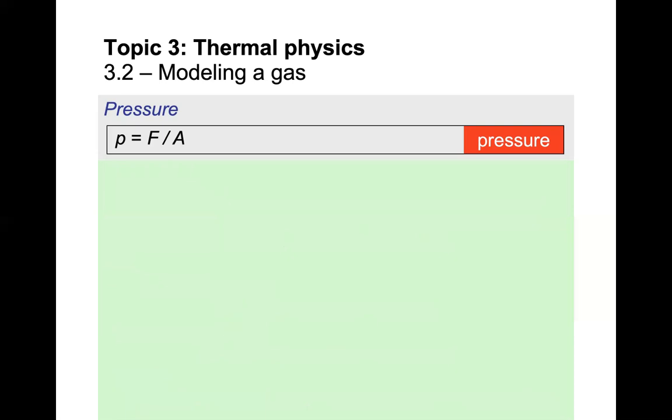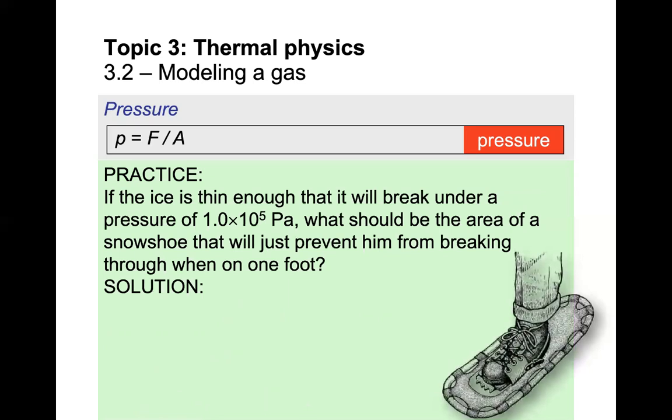Now you could get a question where you might have the pressure, and you might be asked to calculate what would be the area. So if you have a question like this, where if the ice is thin enough that it will break under a pressure of 1 times 10 raised to the power 5 pascals, what should be the area of the snowshoe that will just prevent him from breaking through when on 1 foot? So they want you to find the area.